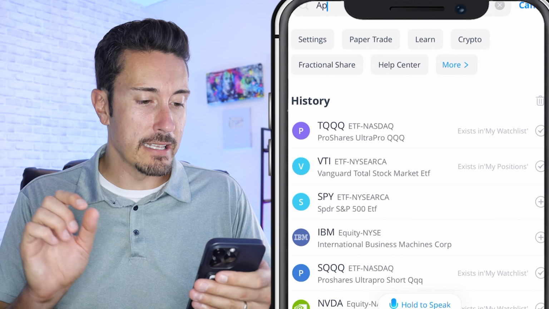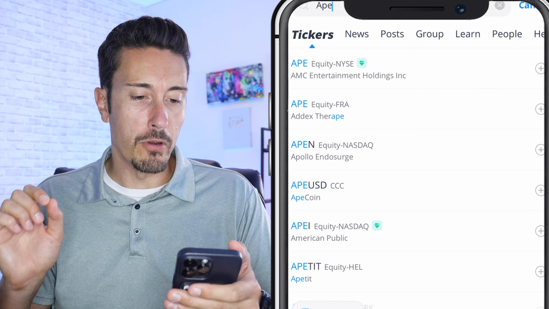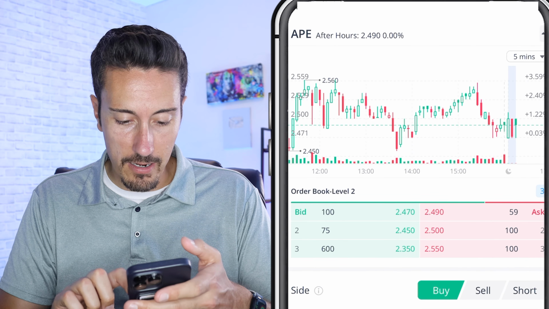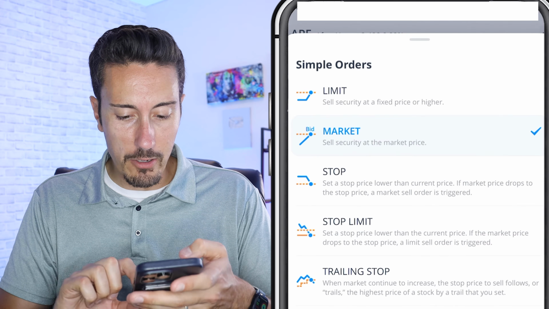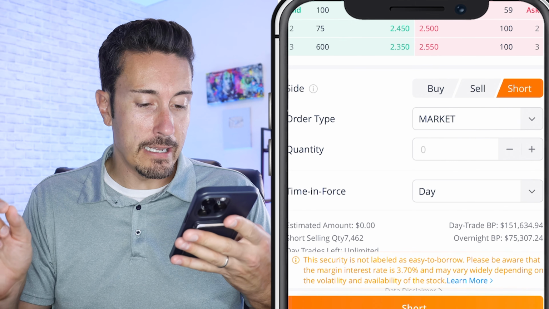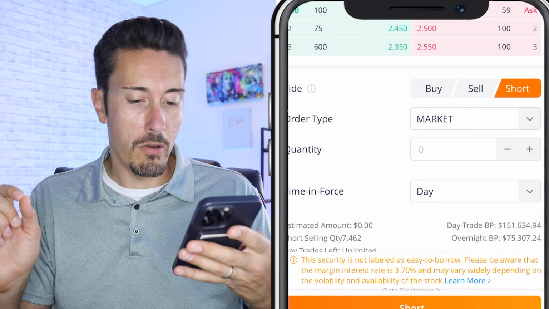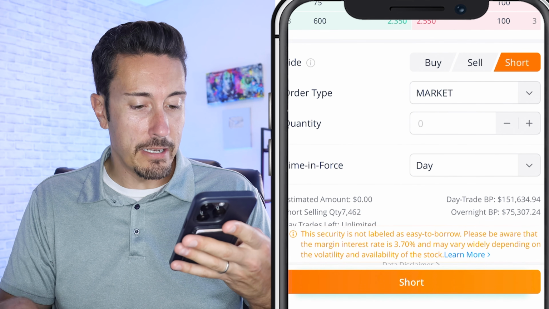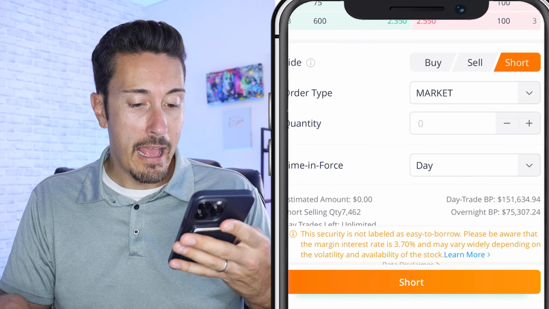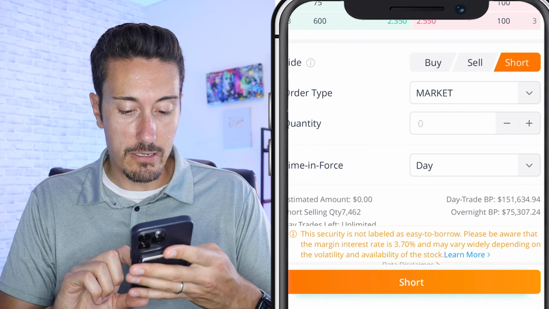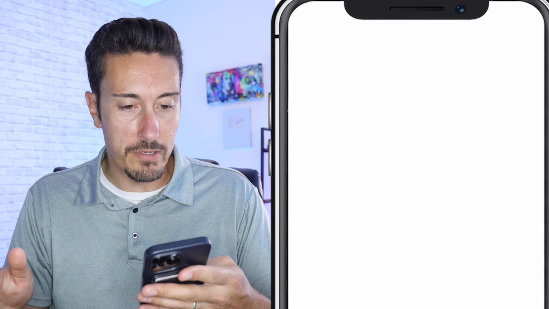We're going to type in APE. That is the AMC Entertainment Preferred Holdings. Now, if we hit trade and we try to short sell, you're going to see an immediate little banner at the bottom. This security is not labeled as easy to borrow. It is a hard to borrow stock. Please be aware that the margin interest rate is 3.70% and may vary widely depending on the volatility and availability of the stock. So if I click learn more, it'll give you a little bit more of those details.